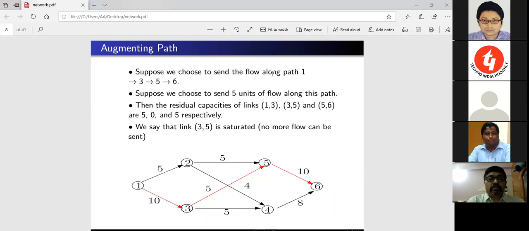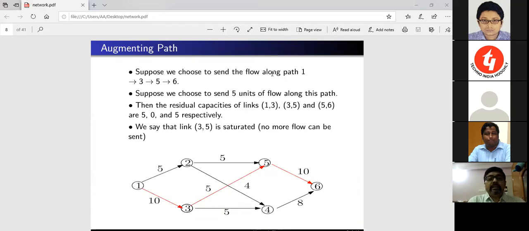So what we could do is, if you just don't bother about the algorithms, if I send 5 units along 1, 3, 5, 6, I can see that I can send another 5 units along 1, 3, 4, 6. Or I could send, say, 1, 2, 5, 6. So there are multiple ways of sending it, and typically these networks have hundreds of nodes, so now that you can visualize it, sometimes it's impossible to visualize.